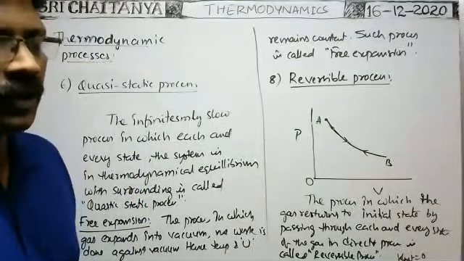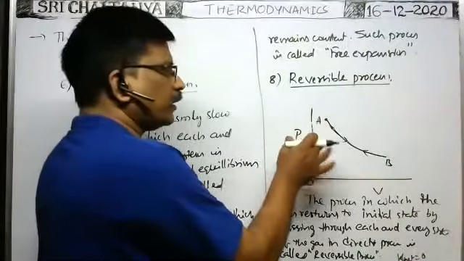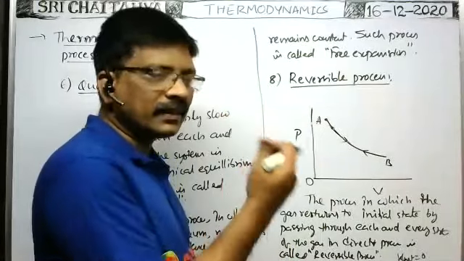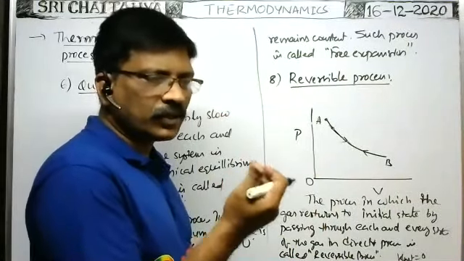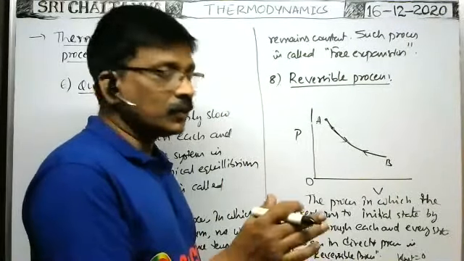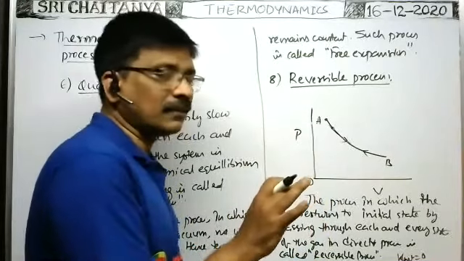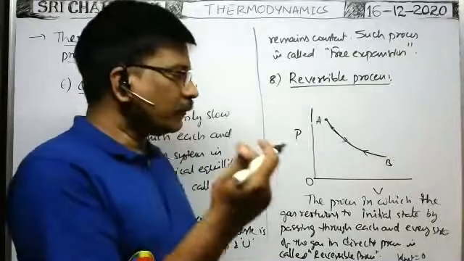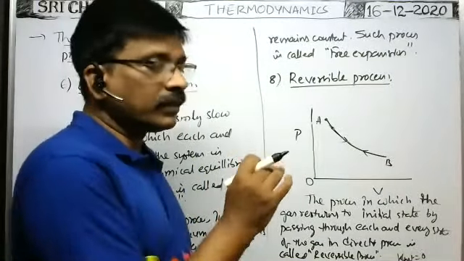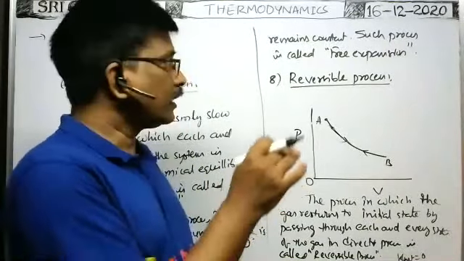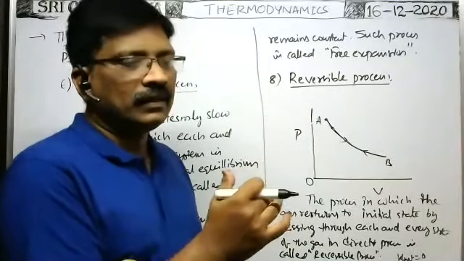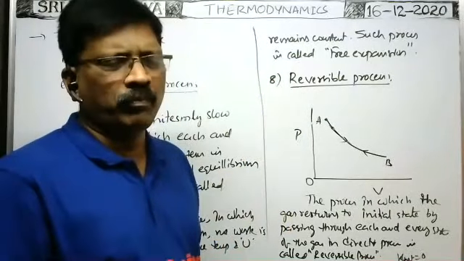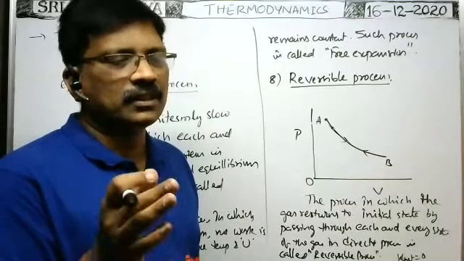That's why in this process, whatever heat energy is supplied to the system is utilized to change the internal energy only. There is no work done. Whenever the net work done is zero, definitely for this type of process to take place, there should not be any friction. A perfectly frictionless piston must be there.